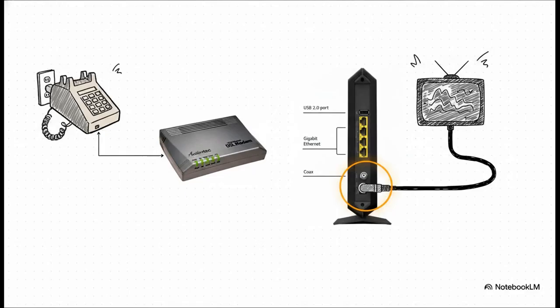And here's what this gear actually looks like in the wild. On the left, that's a pretty standard DSL modem, and you can see it connects with a regular phone jack. Then on the right, that's the back of a cable modem. The thing to notice is that round screw-on port labeled coax. It's the exact same kind you'd find on the back of your TV.